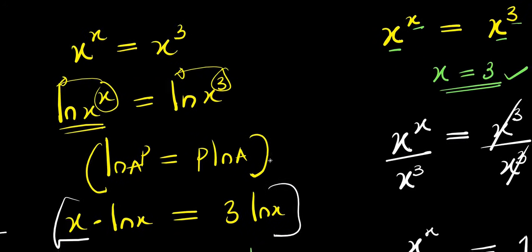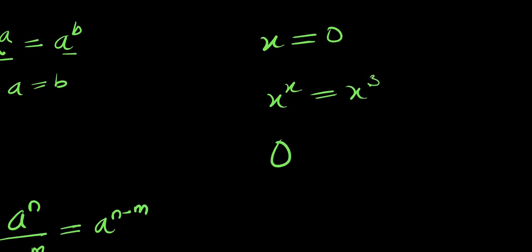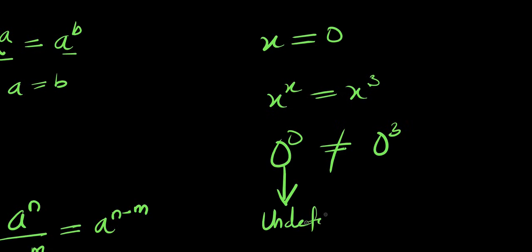I don't think there's any other value of x that will satisfy this equation, because even if you want to consider x equals 0, now you have x power x equals x power 3. This will be 0 power 0, and this is not the same thing as 0 power 3, right? 0 power 0 here is undefined. But 0 power 3 is the same thing as 0 times 0 times 0. So this is 0, but it's not the same as this. So 0 power 0 is undefined, while 0 power 3 is 0. So this is not an answer.